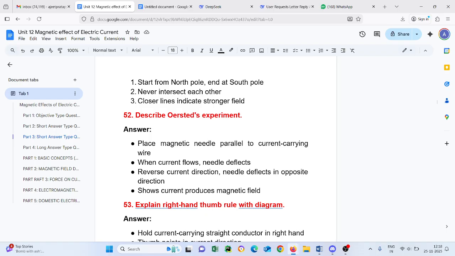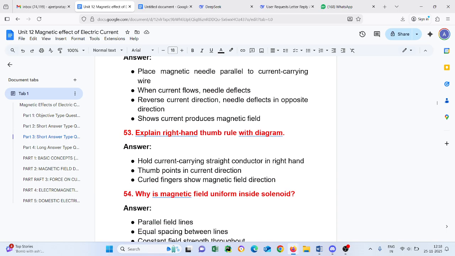Question number 53. Explain right hand thumb rule with diagram. Hold the current carrying straight conductor in the right hand with the thumb pointing in the current direction; the curled fingers show the magnetic field direction.